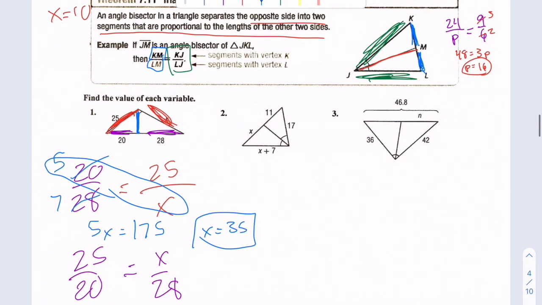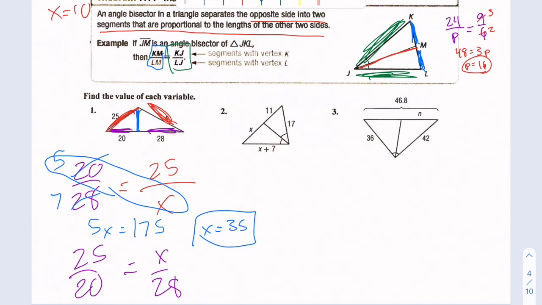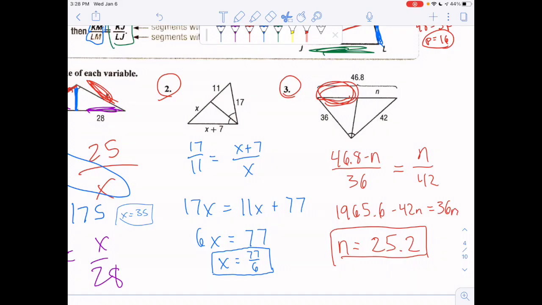All right, why don't you guys try out 2 and 3, and then we'll call it a day, okay? These are a bit semi-spicy. Hint, you need to solve for this side, okay? How would you do that? Okay, good luck.